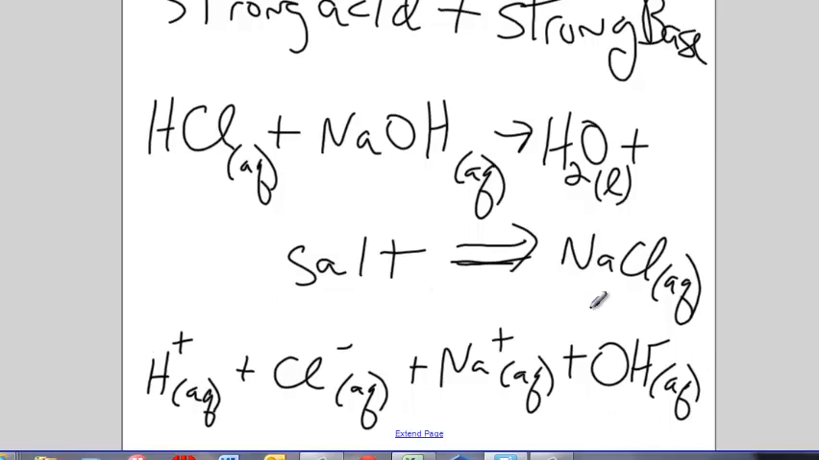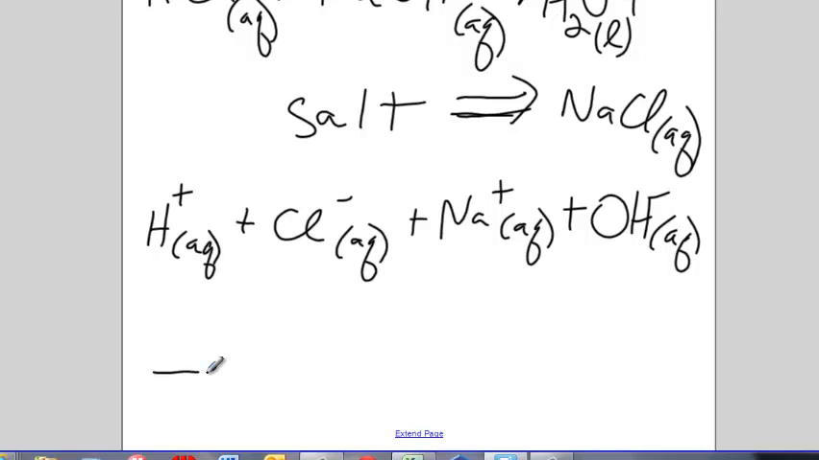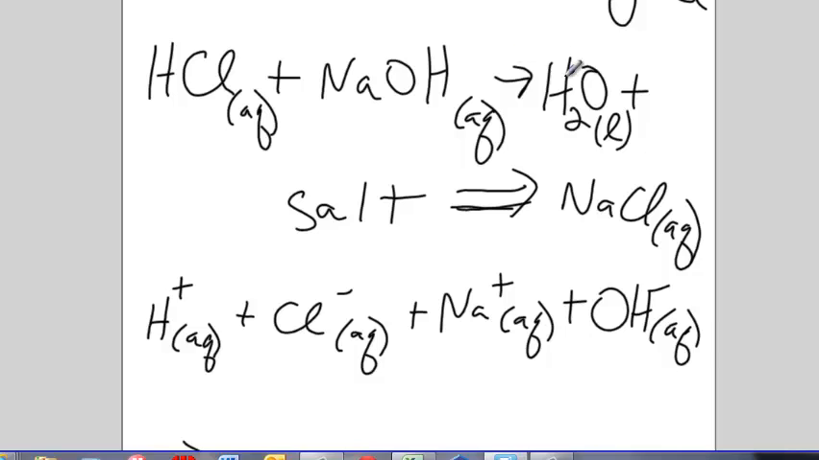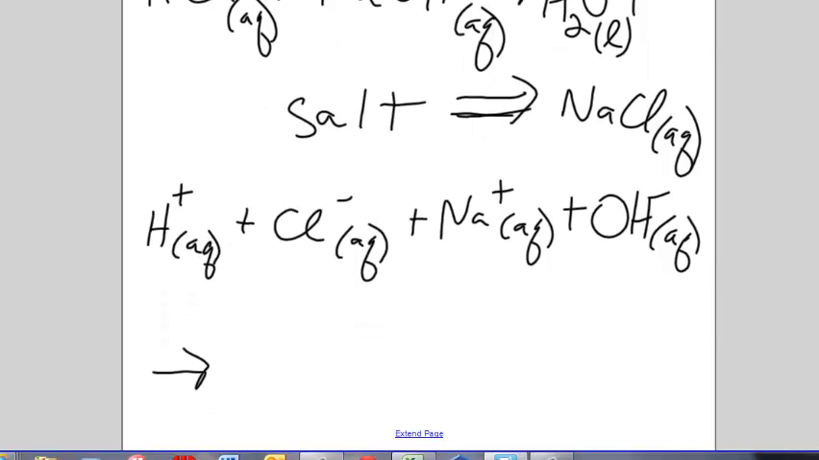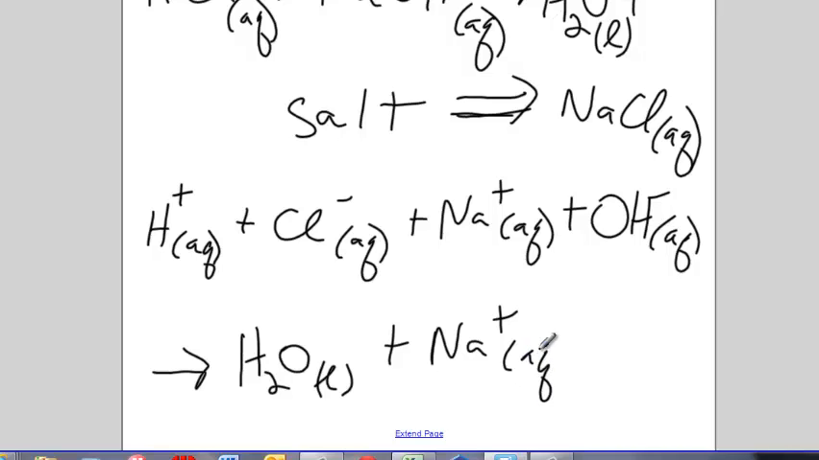Those are my reactants, all of my ions. Now over on the product side, water is not an ionic compound. Water does not dissociate. It's covalent. Covalent things do not dissociate in water. So, water, still water. H2O, liquid. Plus NaCl, that does dissociate in water. Na plus aqueous plus Cl minus aqueous.